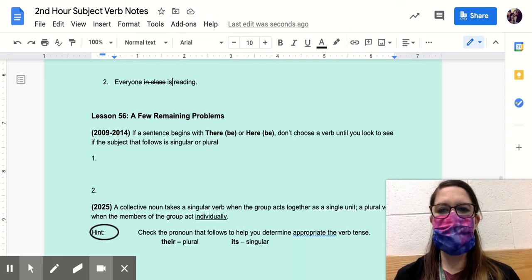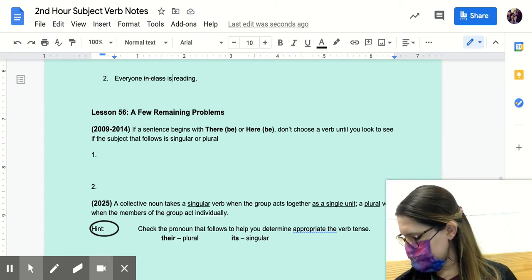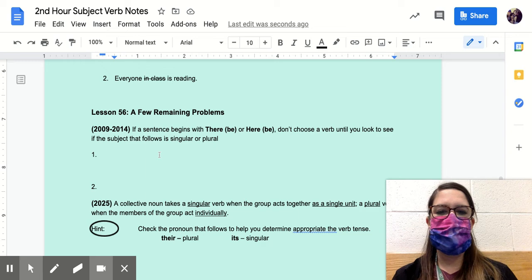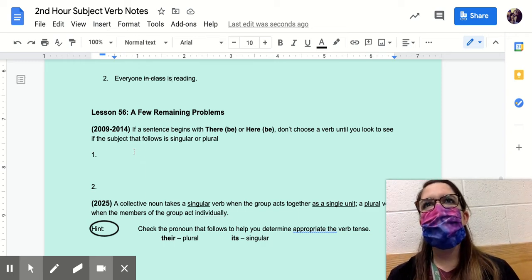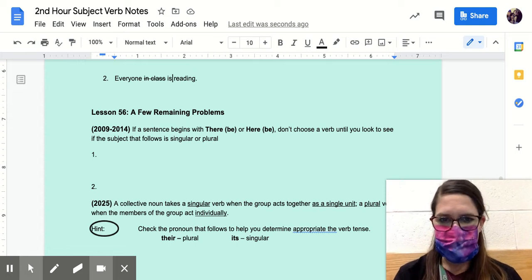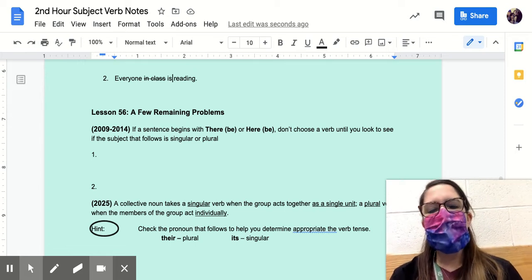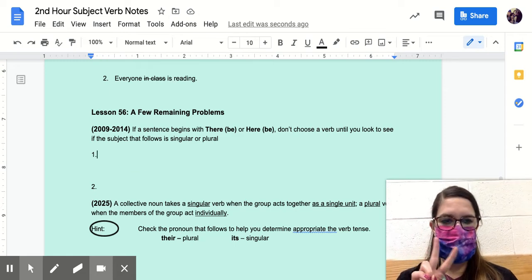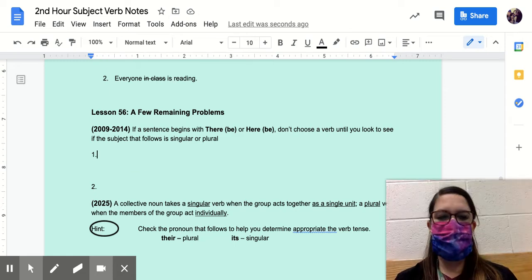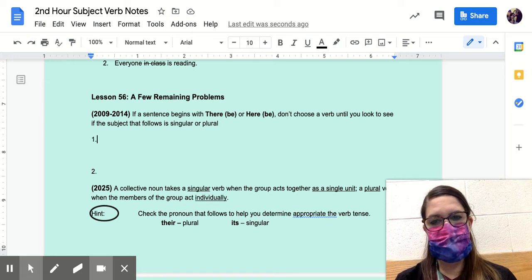Okay. A couple other issues that we might run into. If a sentence begins with there or here, that's actually part of a verb. It's usually going to be there is or there are, here is or here are. So we need to be careful and not decide if it's singular or plural, is or are, until after we look at the rest of the sentence to find the subject.